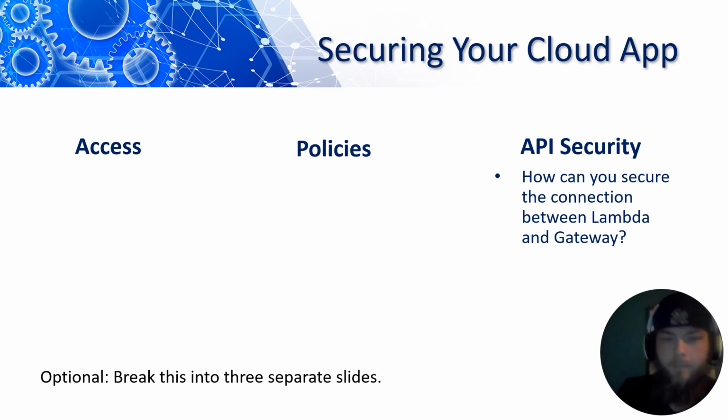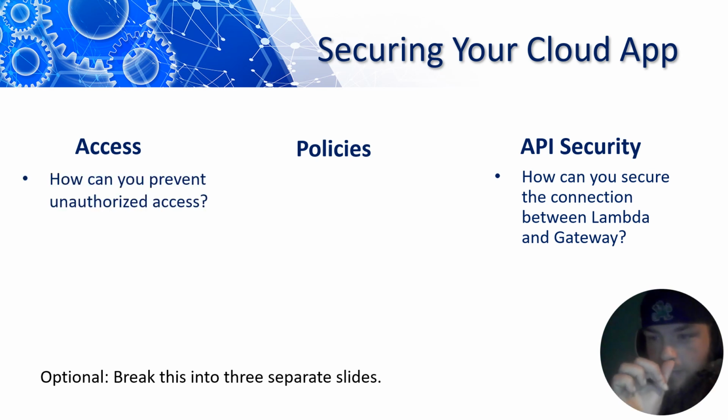Securing your cloud app access. How can you prevent unauthorized access? Preventing unauthorized access involves a multi-factored approach, which includes implementing strong authentication and authorization mechanisms, using encryption for data at rest and data in transit, employing firewalls and intrusion detection/prevention systems, keeping software and systems updated regularly, auditing and monitoring systems activity, practicing the principle of least privilege, and educating users about security best practices.